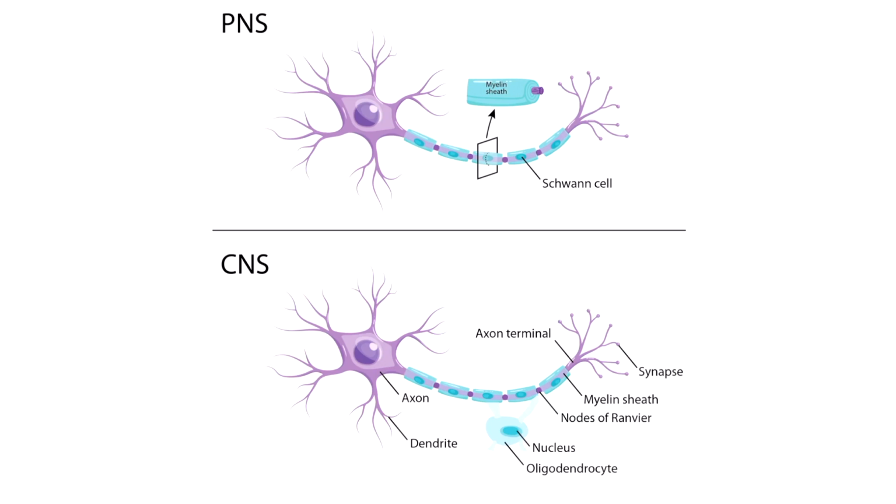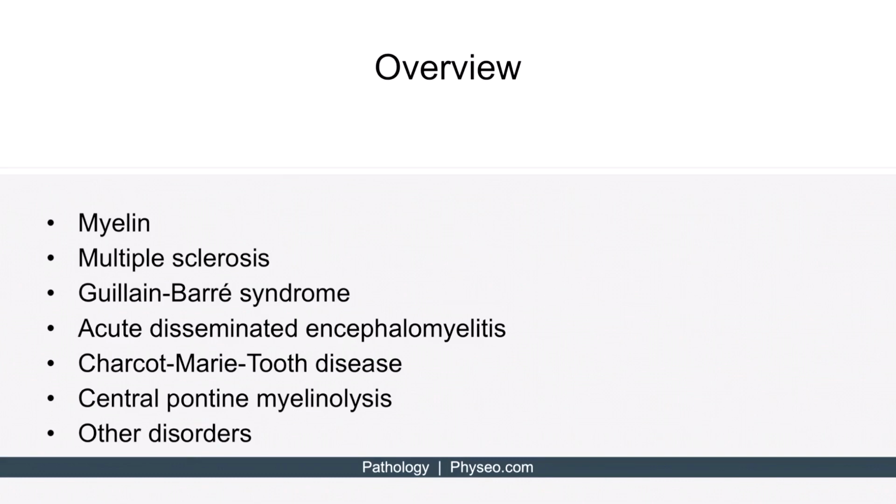Here's an image that depicts this idea. Notice the oligodendrocytes, which are responsible for producing myelin in the CNS, whereas in the PNS, there are Schwann cells. All right, with this in mind, let's discuss each disorder, beginning with multiple sclerosis.